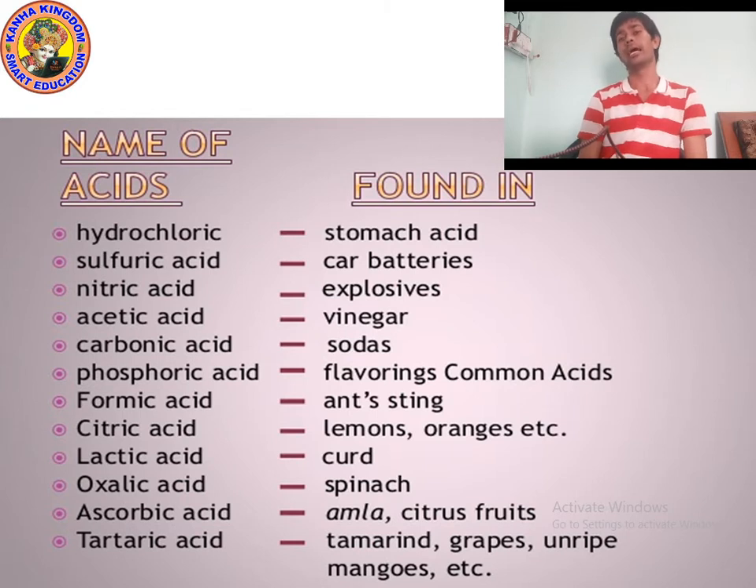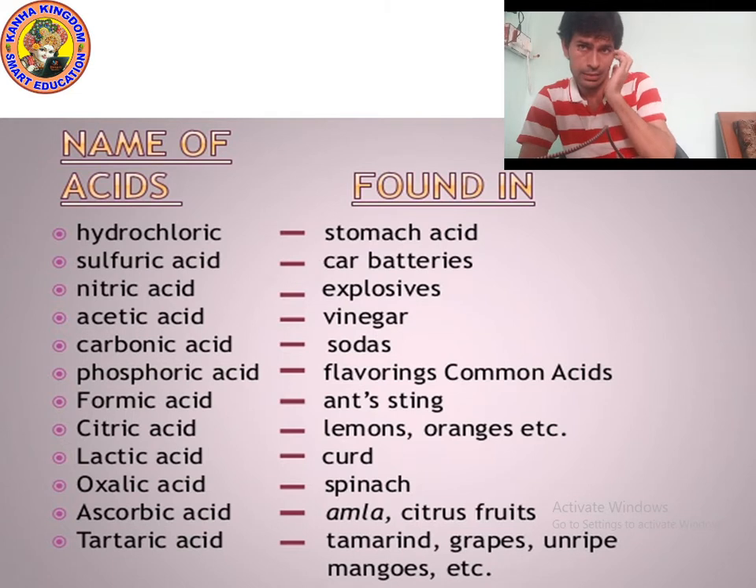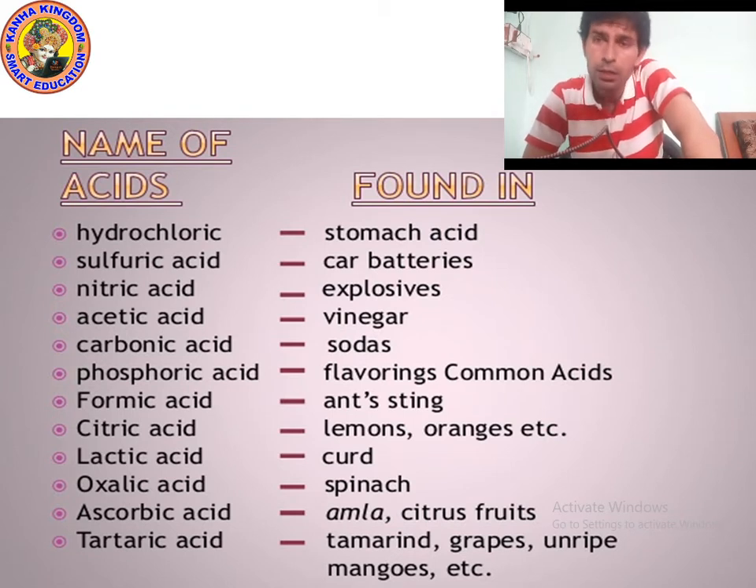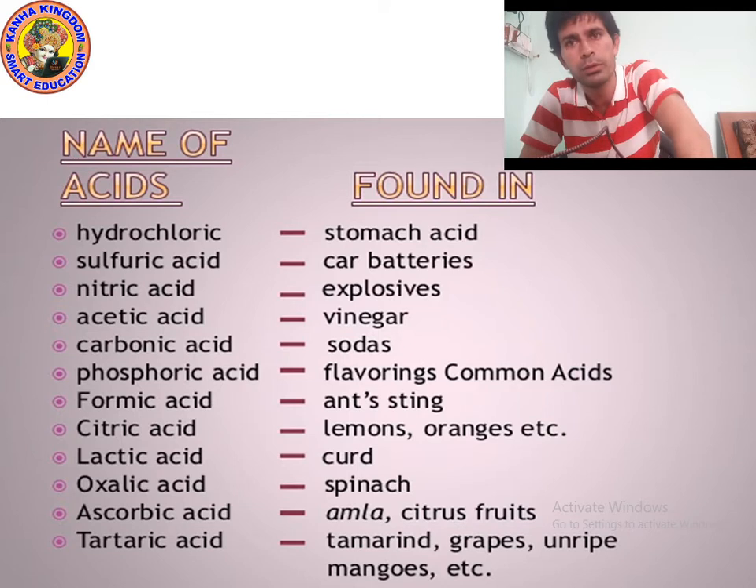Tamarind, grapes, unripe mango. Which acid is present in tamarind? Tartaric acid. Which acid is present in grape? Tartaric acid. Which acid is present in unripe mango? Tartaric acid. Okay, please write down. I am giving you some seconds. Please memorize their names.